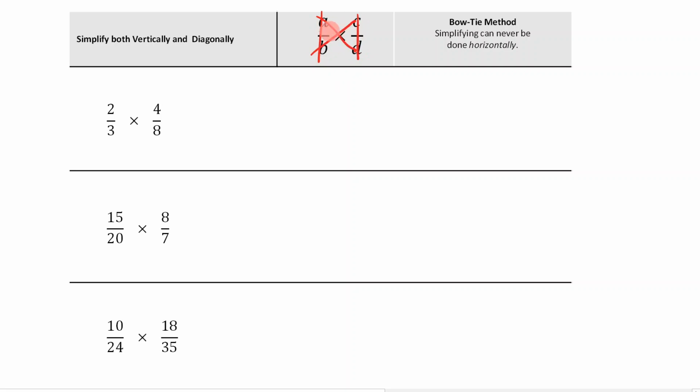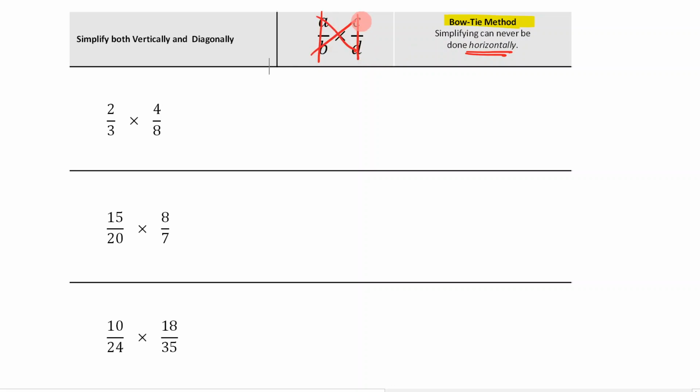Now, can you tell me, what does this look like? Have a think. Hopefully you're saying, hey, that looks like a bow tie. And it does. It looks like a bow tie. So we're simplifying vertically and diagonally. Now, very important, we can never simplify horizontally. Never, ever. You can never simplify this way. That's a big no-no. So never do that. Only if it looks like a bow tie.